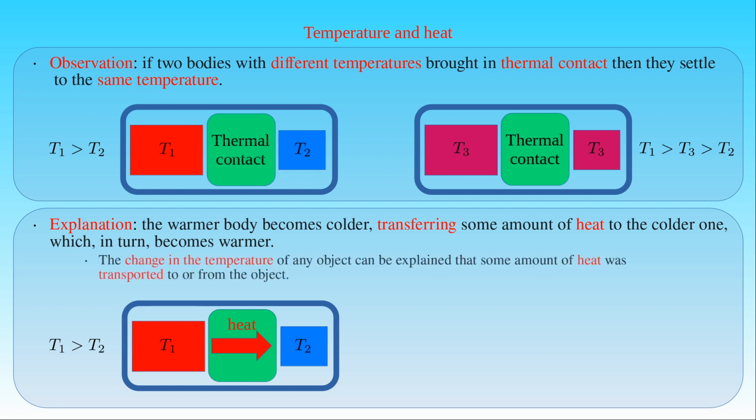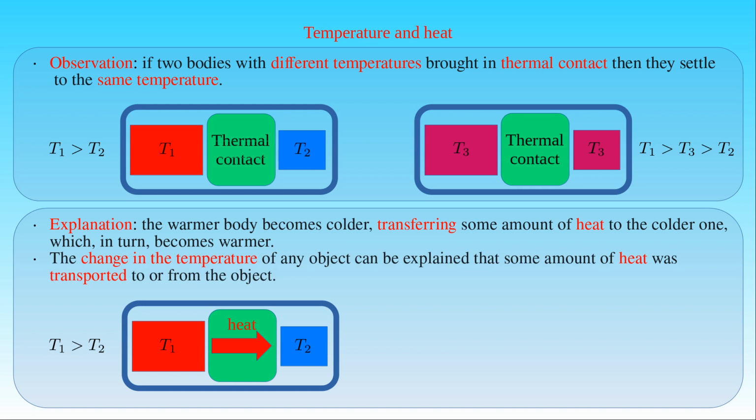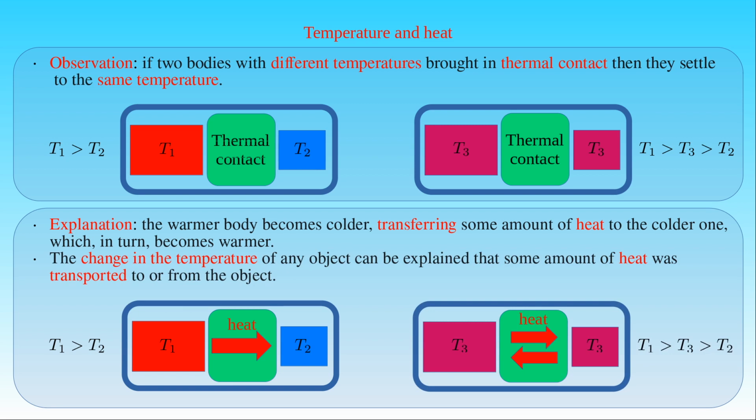Therefore, the change in the temperature of any object can be explained by the fact that some amount of heat was transported to, or from the object. Once the temperatures of the bodies are equal, the net heat transfer between the two bodies is zero, that is, the objects exchange an equal amount of heat among themselves for a given time interval.